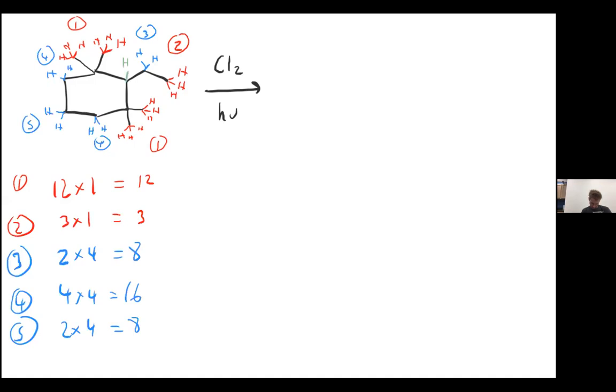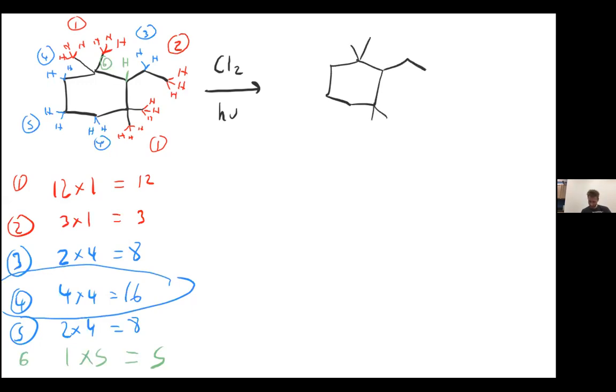We got 1 tertiary, we'll label it 6. So 1 hydrogen, selectivity factor of 5, total of 5 here. So our major product is going to be chlorinating at position 4 here. Redrawing our molecule. These are both symmetrical, so it doesn't matter which one I put on the top here. You could also have drawn this, and that would be the same product.